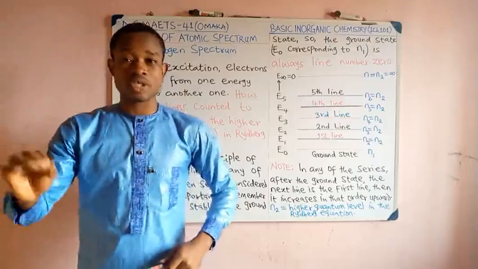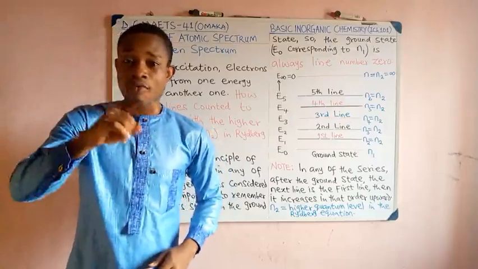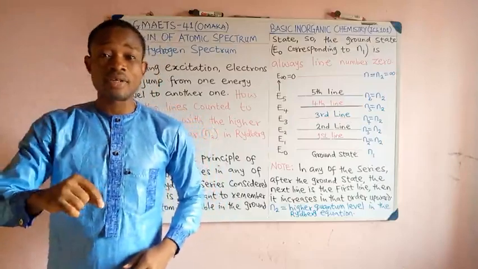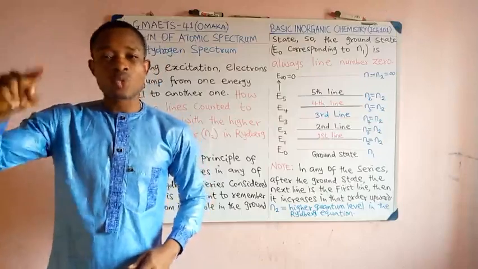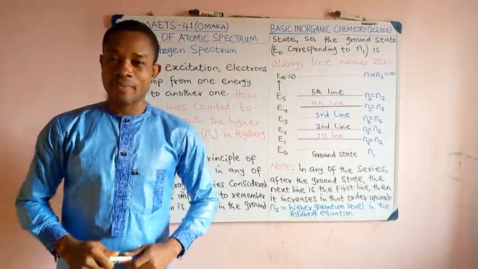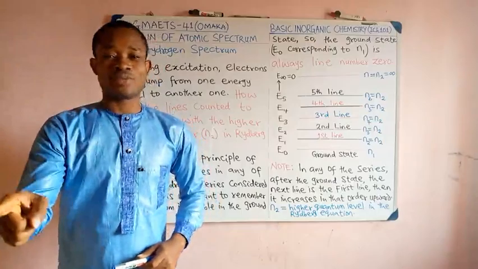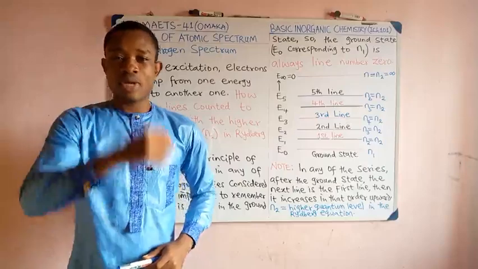Remember the Rydberg equation. We have it that 1 over wavelength is equal to the wave number, which is equal to the Rydberg constant times 1 over n1 squared minus 1 over n2 squared. Our problem is how to determine n2. Is that okay? So let's come back to this now.